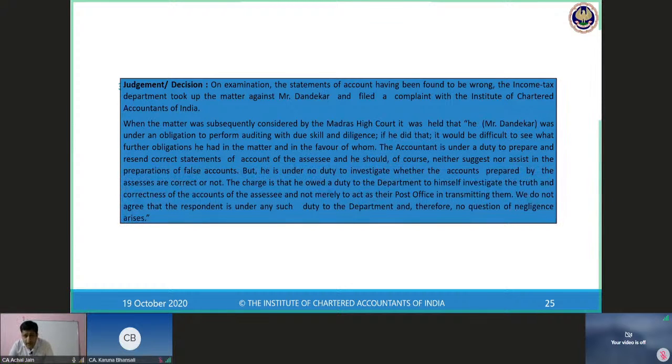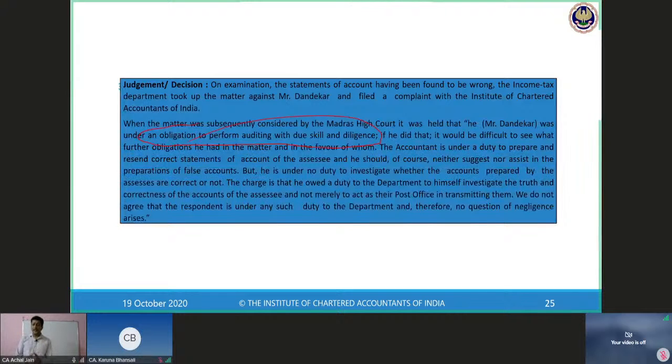When the matter was subsequently considered by the Madras High Court, it was held that Mr. Dandekar was under an obligation to perform auditing with due skill and diligence. Okay, so he had an obligation, which we all understand. If he did that, it will be difficult to see what further obligations he had in the matter and in favor of whom. The accountant is under a duty to prepare and present correct statements of account of the assessee, and he should of course neither suggest nor assist in the preparation of false accounts. But he is under no duty to investigate whether the accounts prepared by the assessees are correct or not.